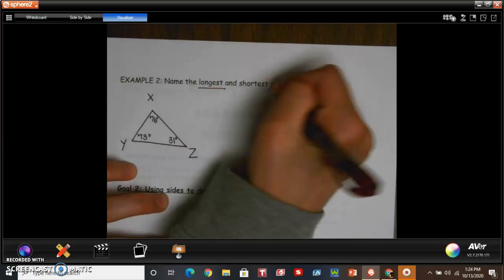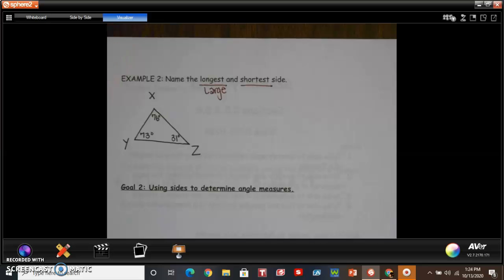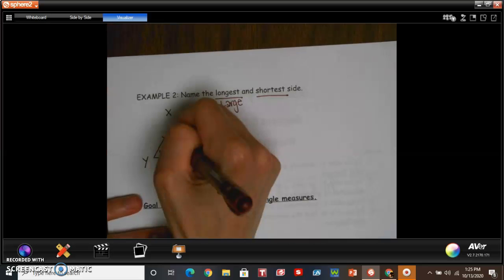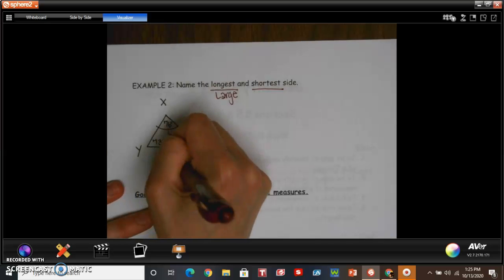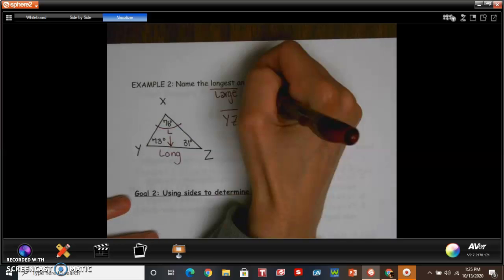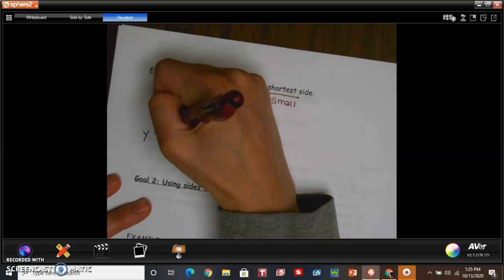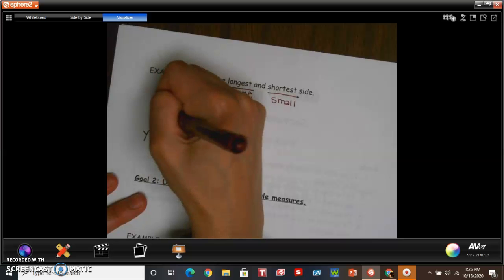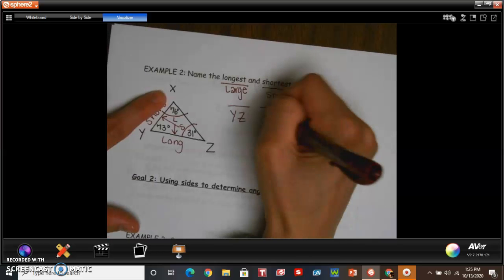What about if I wanted to name my sides from longest to shortest? So we're going to start with our largest angle. So our largest angle is 76. Well, across from 76, this would be our longest side, YZ. All right, and our shortest side is going to be across from our smallest angle. Our smallest angle is 31. Across from it is our short side, XY. So that leaves for the middle, XZ.